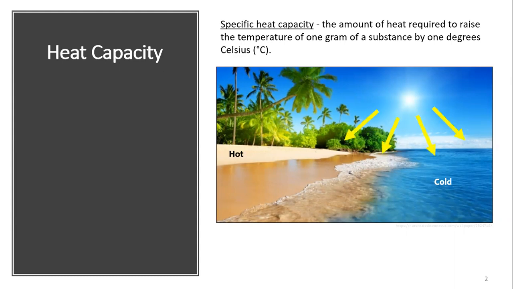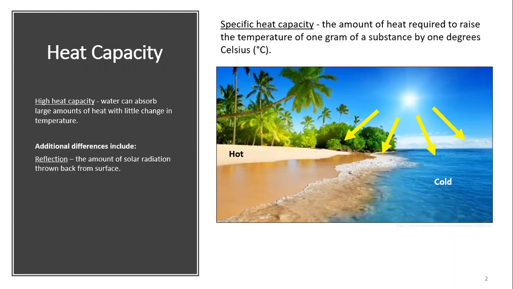These temperature differences exist even though the amount of incoming solar radiation is the same for both the local sand and the ocean. If you recall, specific heat capacity is the amount of heat required to raise the temperature of 1 gram of a substance by 1 degree Celsius. Thus, the main reason for the temperature difference between the sand and water is the high heat capacity of water. Water can absorb large amounts of heat with little change in temperature.